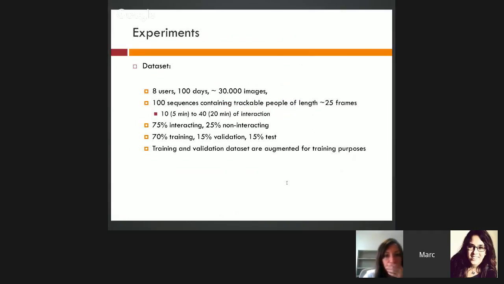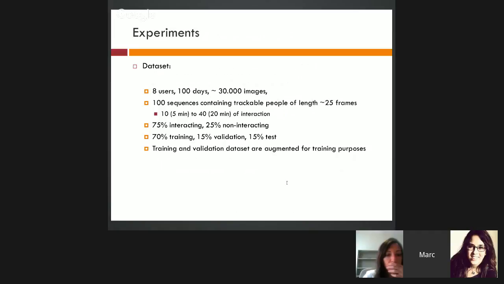In our experiments, we use a homemade dataset. This dataset is made by 80 users over a total of 100 days, which results in 3,000 images, among which there are about 100 sequences containing trackable people, with an average length of 25 frames. The sequences consist of 75% of people interacting and 25% of people non-interacting.